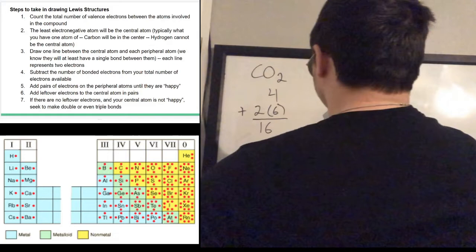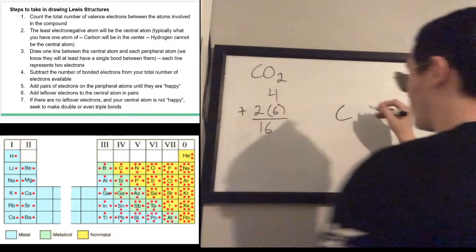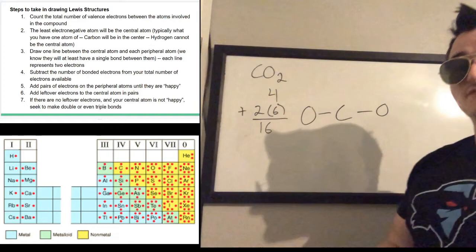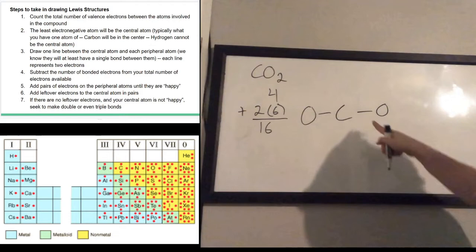And I know there's at least a single bond between each of the atoms, therefore I'm going to knock that out. We can add more later if that's necessary, but we might as well get the minimum out of the way just to know how many electrons we have left over. So I used 2 lines to connect them all. That means I used 4 electrons.